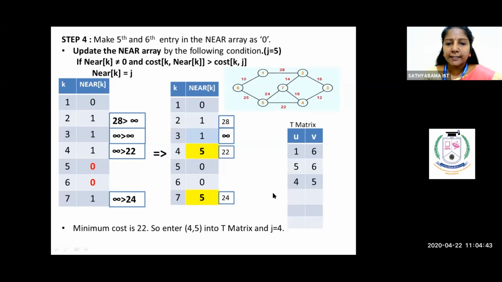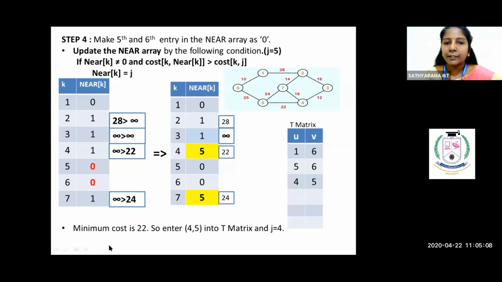we have to find the minimum value, which is the minimum edge cost here, 22. The corresponding edge is 4,5. So the 4,5 is inserted into the T matrix. Okay. So now 3 entries we have updated in the T matrix. The final edge is 4,5. And what is the j value here? Which edge we have inserted in the T matrix? 4,5, right?